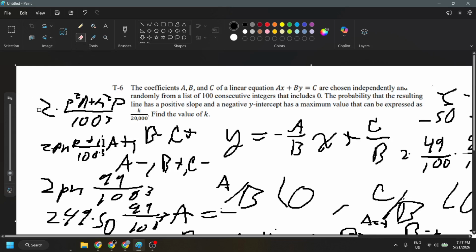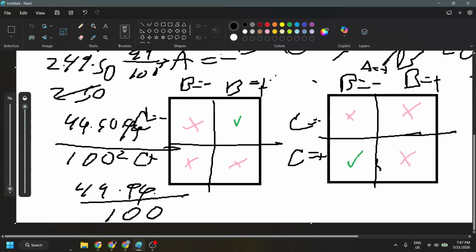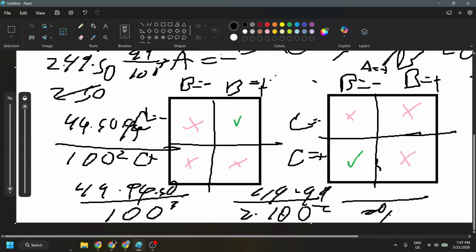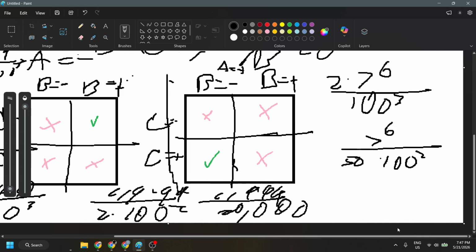I have a feeling this shouldn't have 2 times. I think that's my issue. If I have 2 times then 50, so it's 100 cubed. So then this changes up to 1/2, so I get 2 times 100 squared over 49 times 99. This goes to 20,000. This is 49 times 99, which I think will be K, our answer.